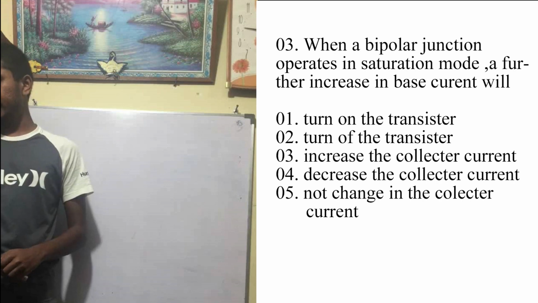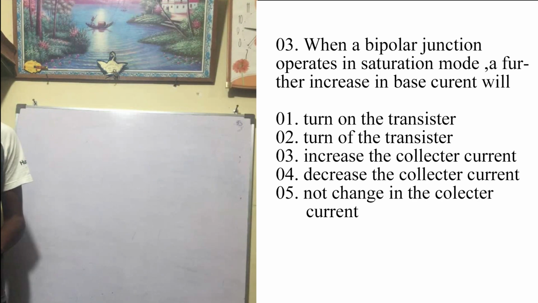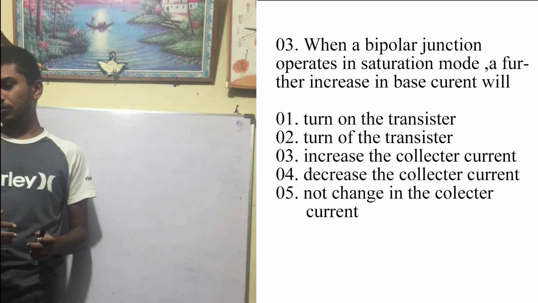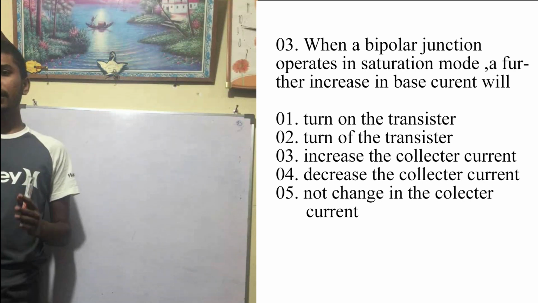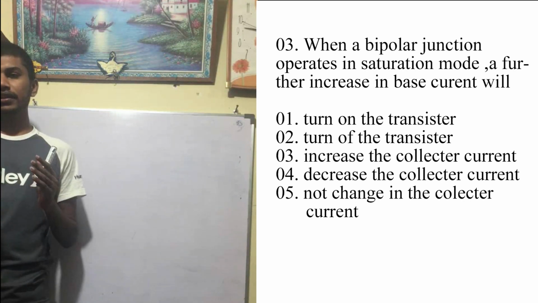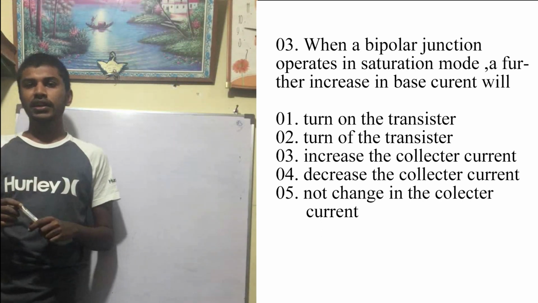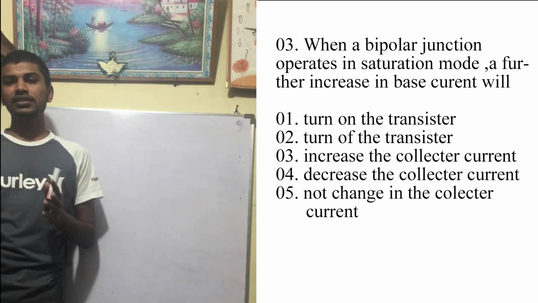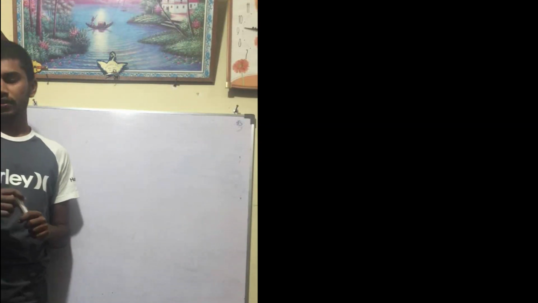So the third question we have: when a bipolar junction transistor operates in saturation mode, a further increase in base current will... This is directly from the theory. We know that when a transistor is in saturation mode, it is already in the on position, right? So when it is in the on position, there will not be any current increase in the collector even though you increase the current in the base. There will be no current increase even though you increase the base current, since the transistor is already in saturation mode. So the answer will be the fifth one, right?